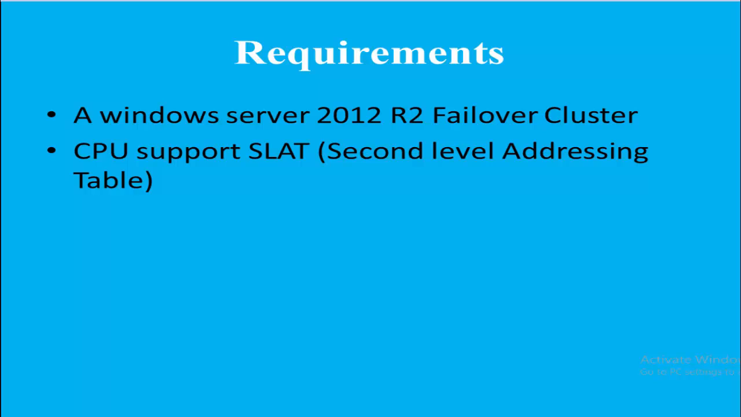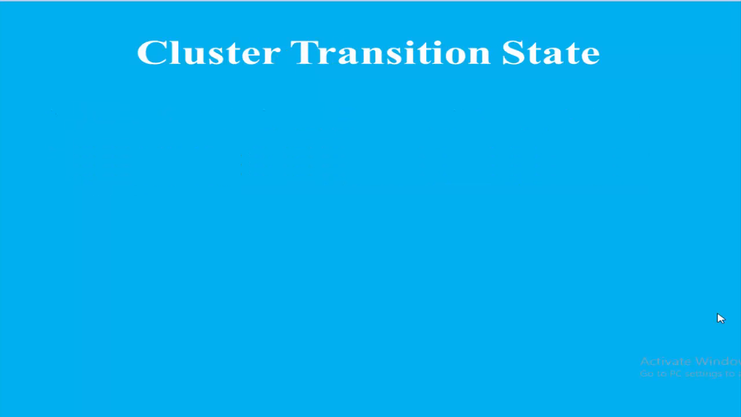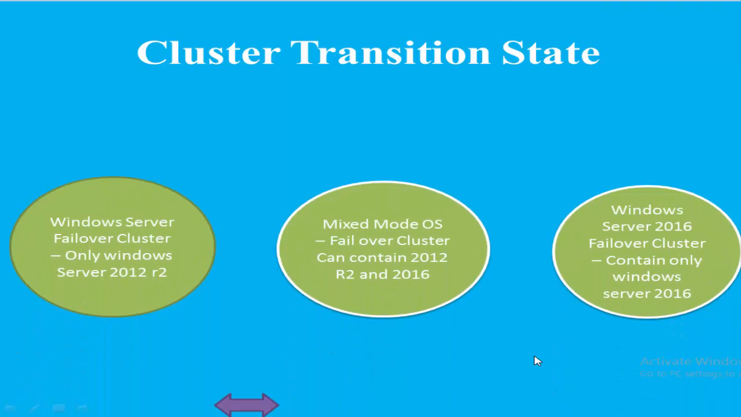When we talk about the requirements of the upgrade, we start with a Windows Server 2012 R2 failover cluster. Verify your Hyper-V nodes have a CPU that supports Second Level Address Translation. Next is about the cluster transition state. In the beginning, I told you we upgrade without any interruption to the cluster.